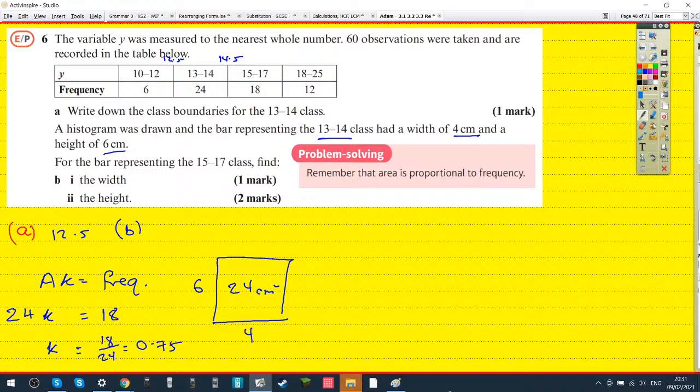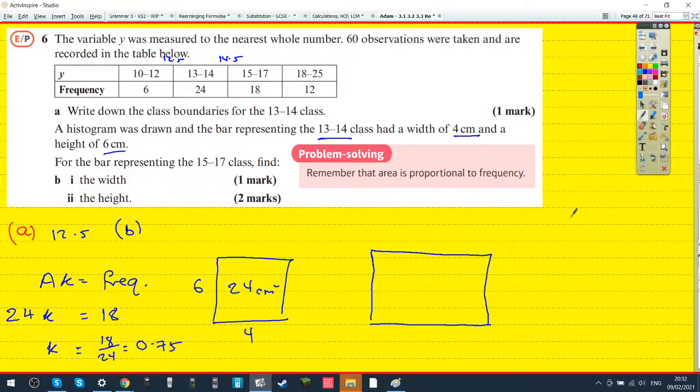So would you write down, would you draw a box for 15 to 17? Okay. And so what do I need to draw on? You need to draw 18 in the middle for the frequency. Let's see. 15 to 17. So the frequency, I'll just do frequency as 18.